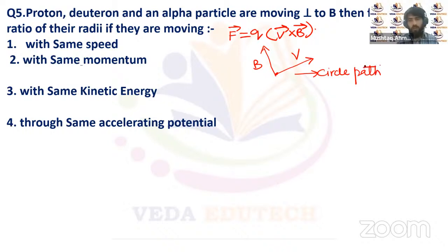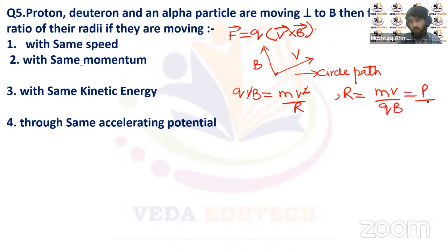It will move in a circle, and the maximum force acting on this particle will be qvB. That will be equal to the centripetal force, mv² upon r. So from here, the radius of this particle will be mv upon qB, or we can write it as the momentum of this particle upon q multiplied by B. So this will be the radius of the particle.